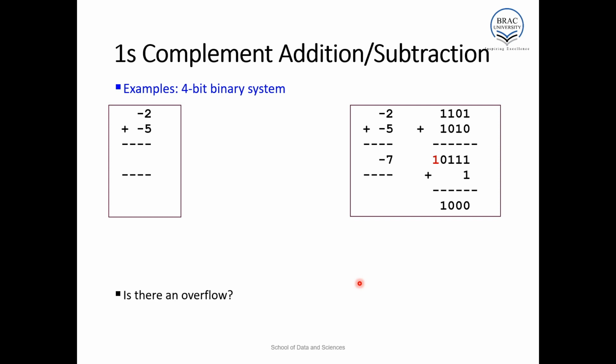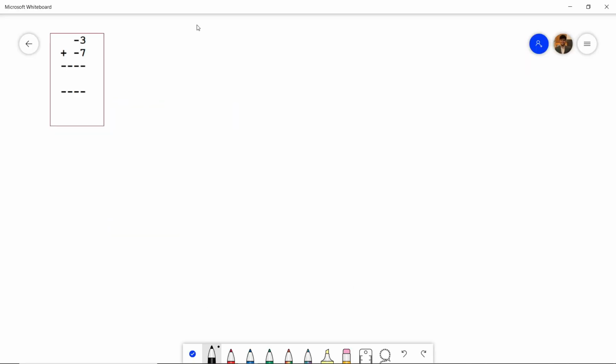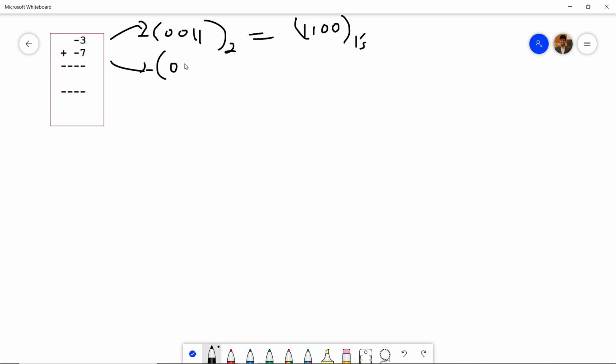Moving on to my last example. Now I'll add minus 3 and minus 7 in 4-bit 1's complement number system. Let's start. For minus 3, the binary number will be 0, 0, 1, 1, and this is a negative one. The 1's complement will be 1, 1, 0, 0. This is the 1's complement number. Okay. For minus 7, this is minus of 0, 1, 1, 1. And for 1's complement, inverting the bits, 1 and 3 zeros.